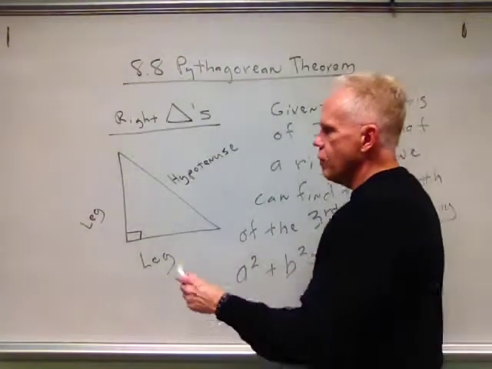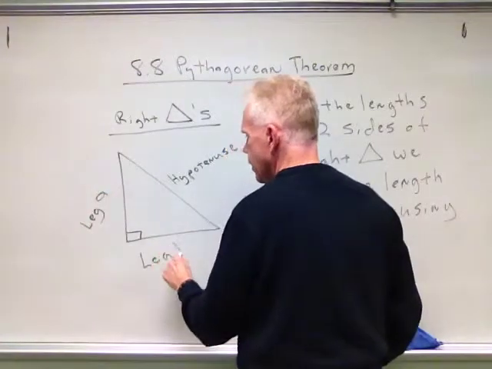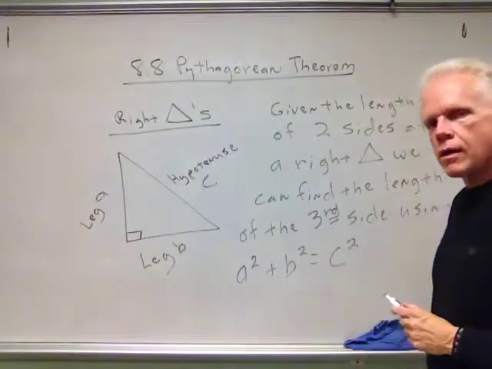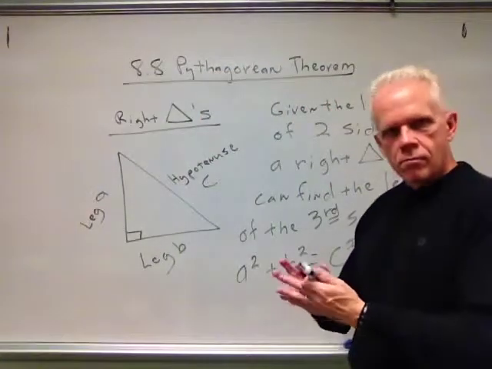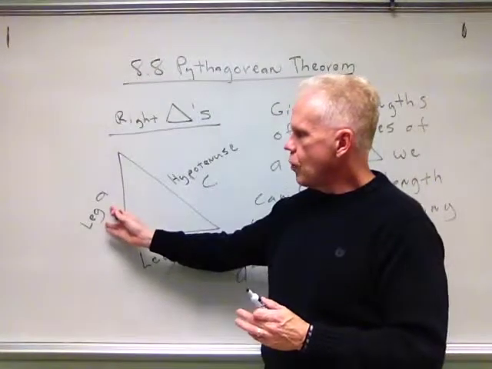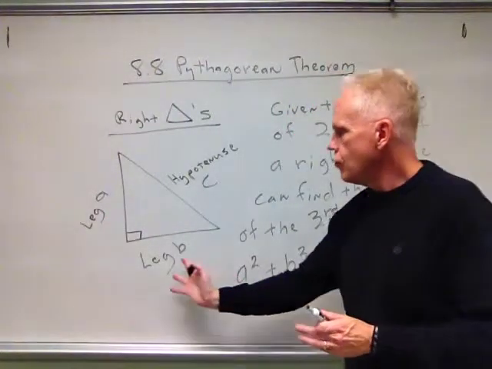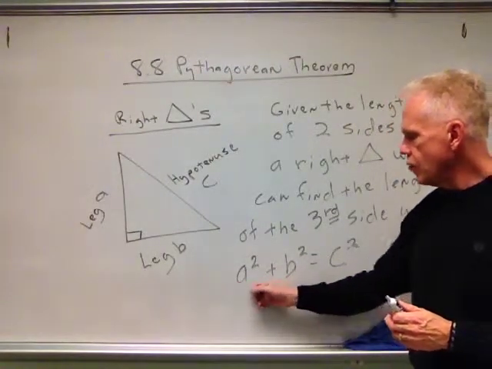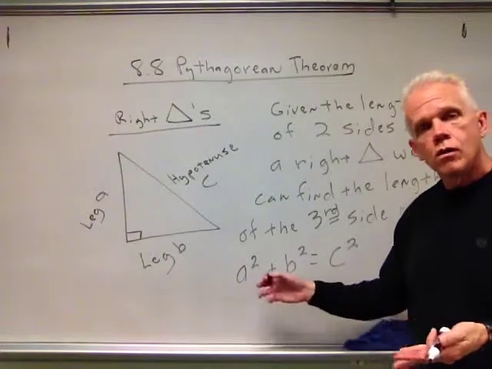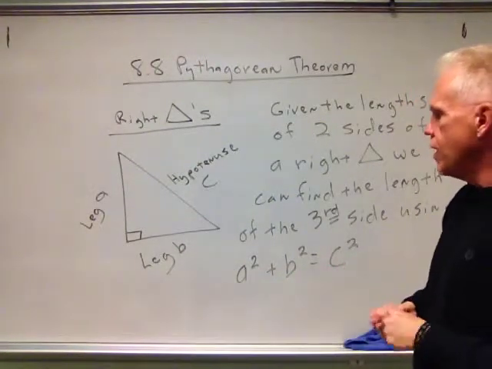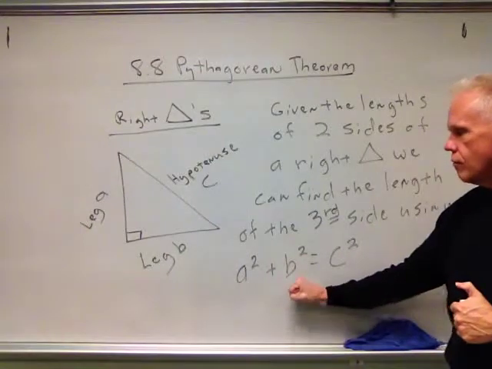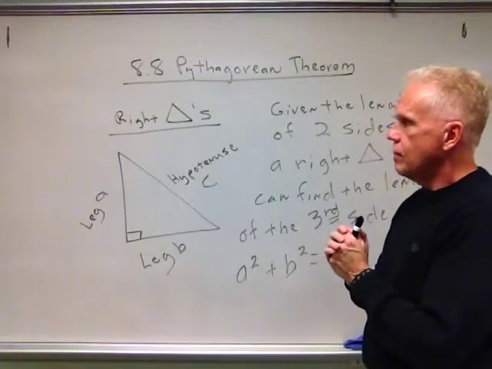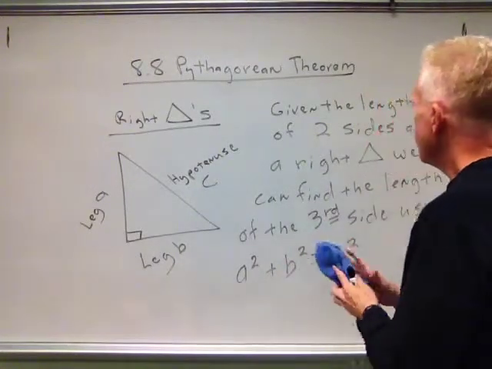We'll call this on our right triangle leg A, leg B, hypotenuse C. So essentially, if we square leg A, square leg B, add those together, and then take the square root, we'll have the length of the third side. This is the basic formula that we're going to use to find the length of the missing side of a right triangle. Okay, let's put that into practice for ourselves.